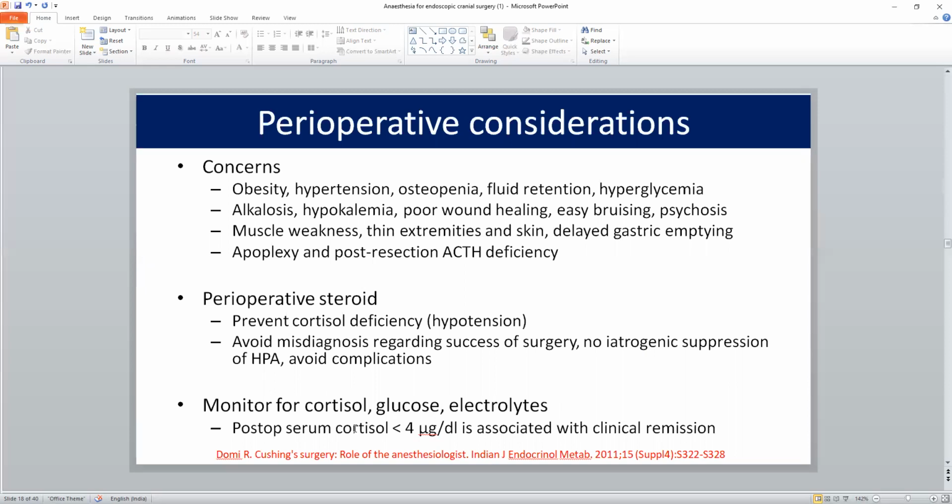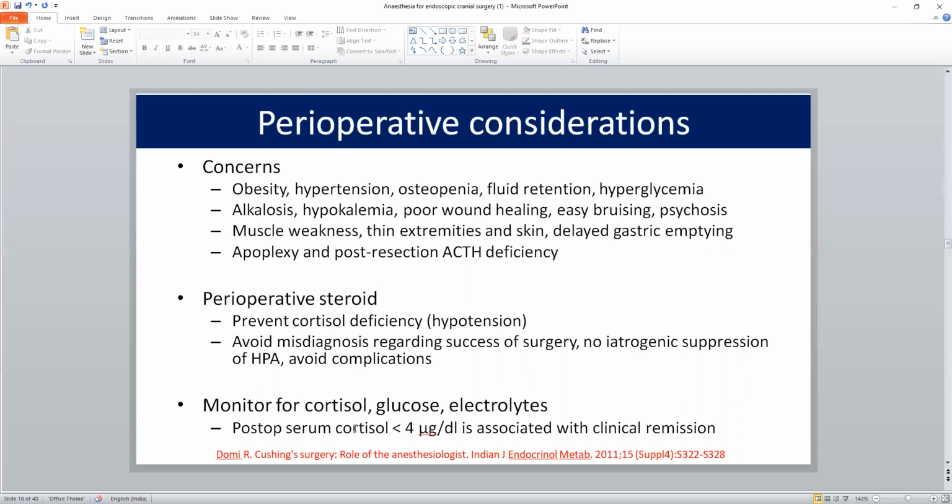In the perioperative period, you have to prevent cortisol deficiency, which can result in hypotension that is refractory unless you supplement the cortisol. And if you give perioperative steroids, it can result in misdiagnosis regarding the success of surgery, because you will not know whether there is a drop in cortisol levels after surgery, after successful excision of the adenoma.